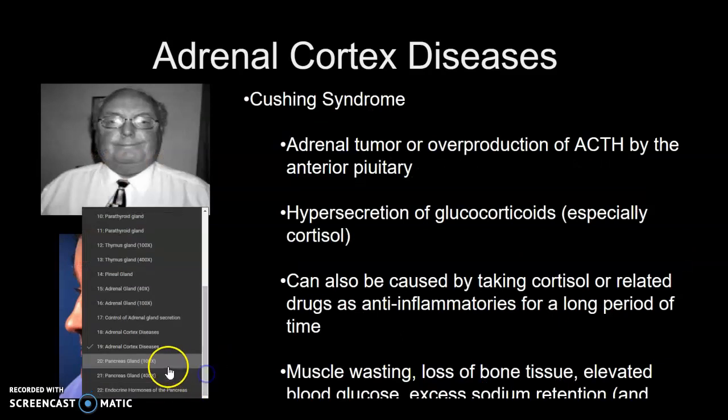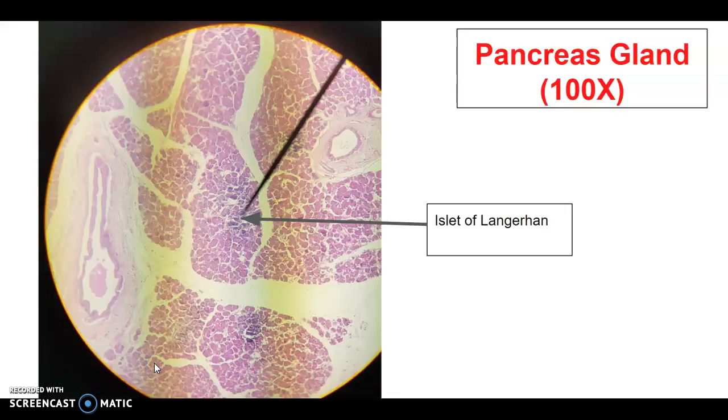All right, then let's go on to the next gland, that's the pancreas. And how do I recognize the pancreas? Now look carefully. Do you see a group of cells which are loosely arranged and have a different stain? Do you see the stain difference? All right, so this is the islet of Langerhans. This is the endocrine portion of the pancreas. Okay, so the pancreas gland is both exocrine and endocrine.